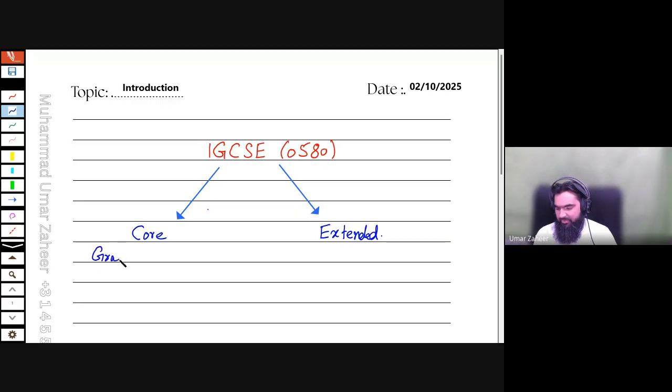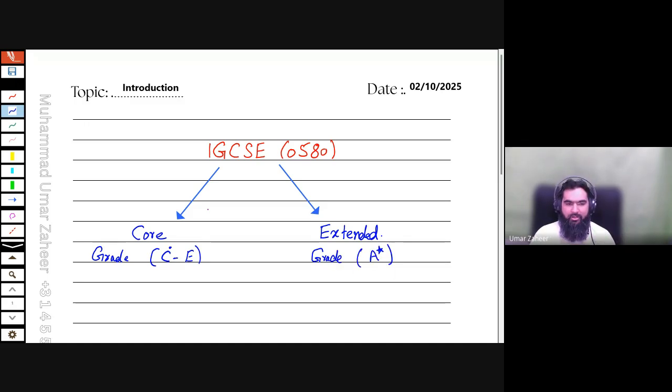In the core subject, the maximum grade that you can take, for example, if you have a 100 marks paper, the maximum grade that you can get is going to be a C grade. I think C to E. All right. The maximum grade that you can take is C. On the other hand, if we talk about the extended one, the maximum grade that you can take is A star.